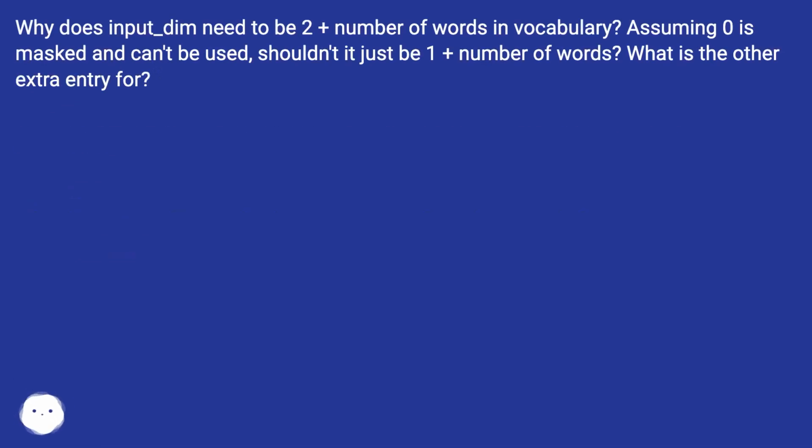Why does input_dim need to be 2 plus the number of words in the vocabulary? Assuming 0 is masked and can't be used, shouldn't it just be 1 plus the number of words? What is the other extra entry for?